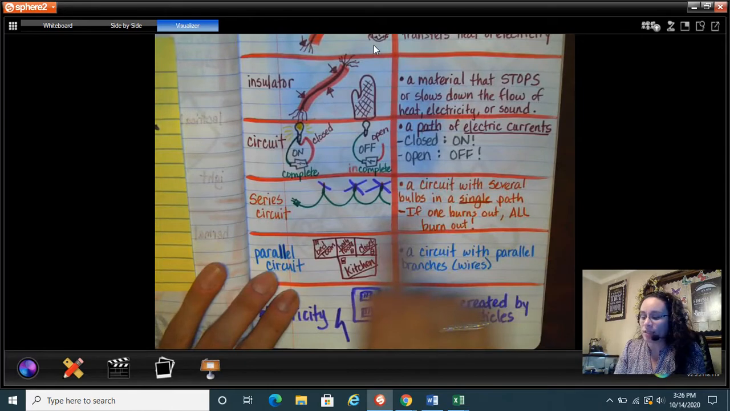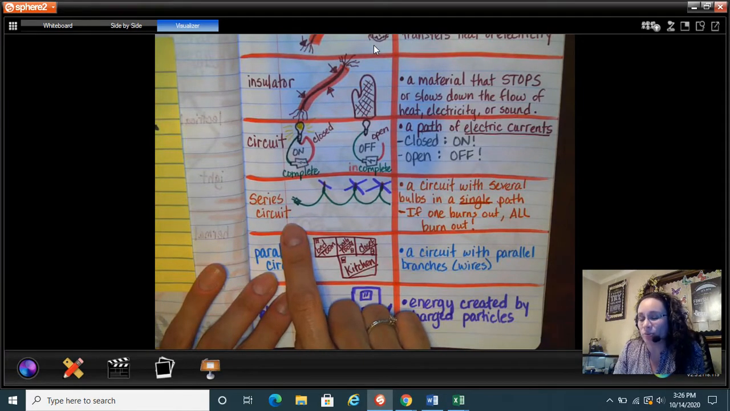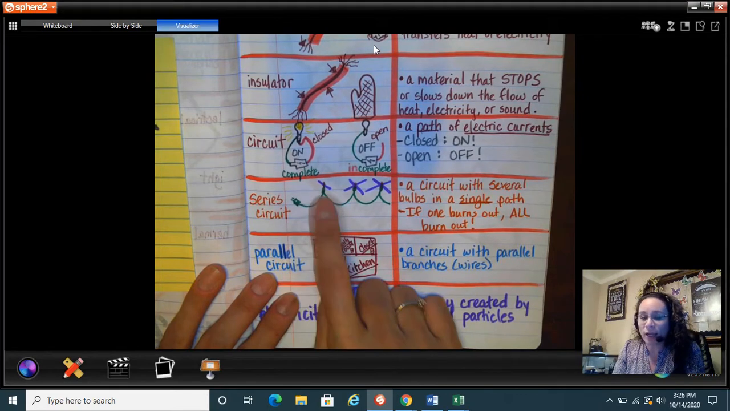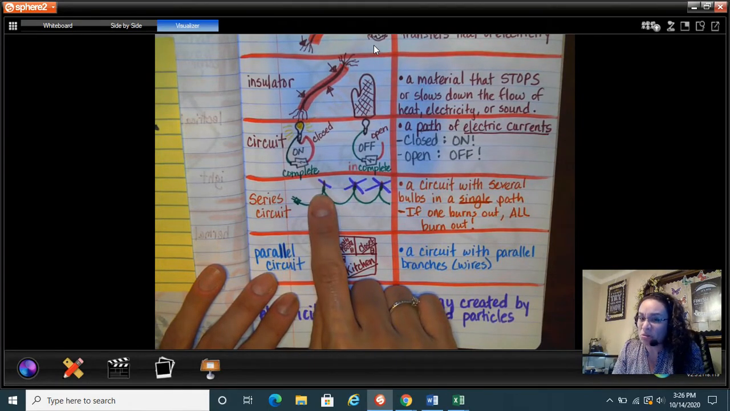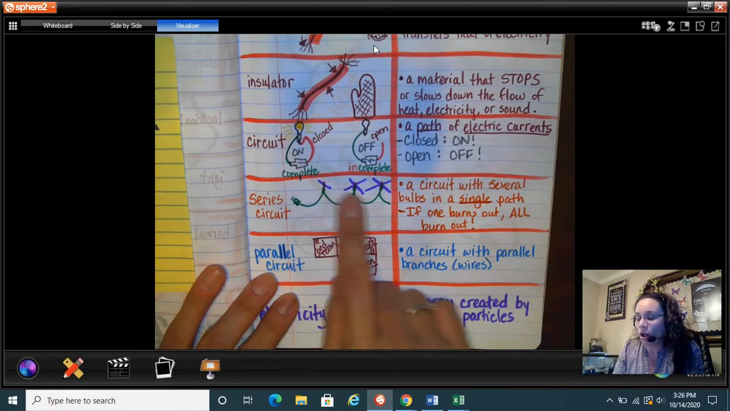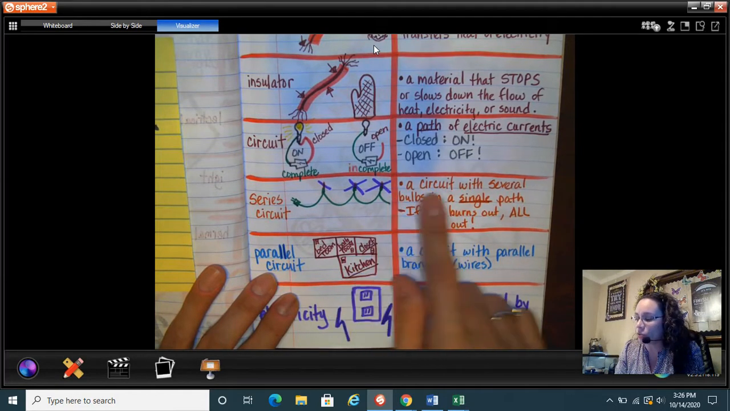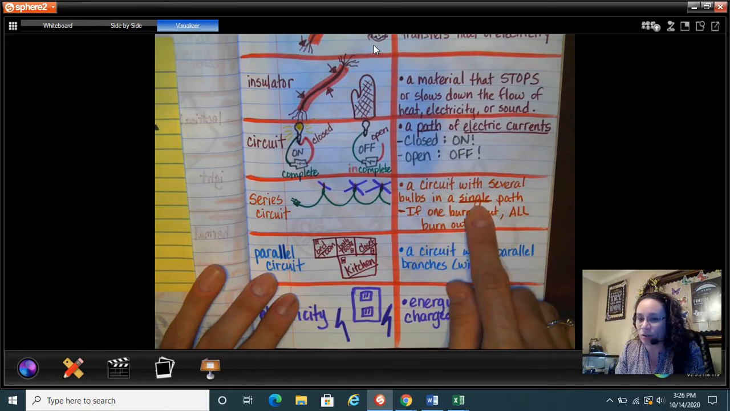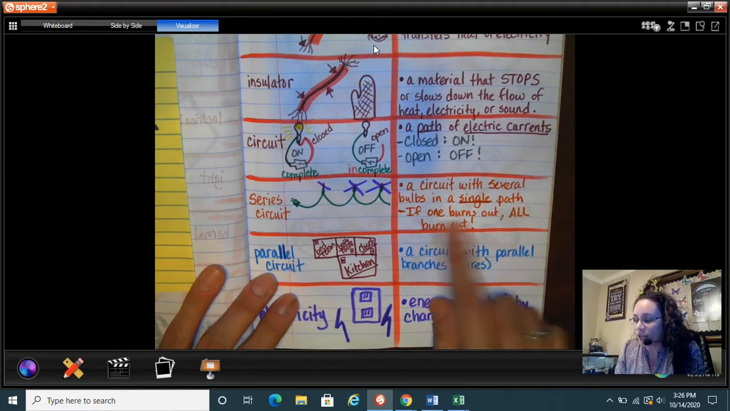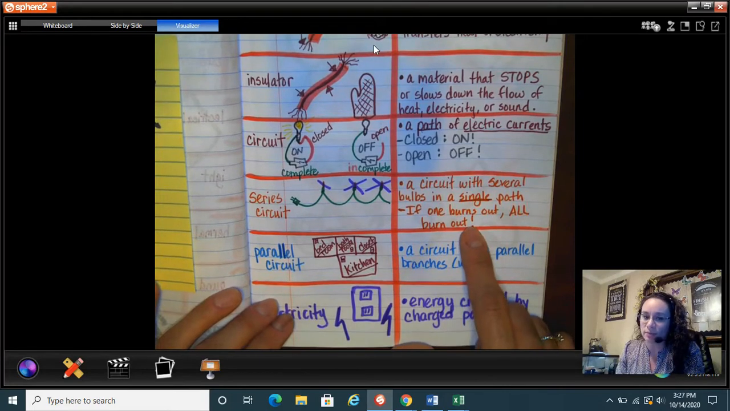The next one is a type of circuit. It's a series circuit. It's like in Christmas lights. If one light bulb goes out or burns out, or you step on it and break it, all of the light bulbs will not turn on. Okay, so it is a circuit with several bulbs in a single path. If one burns out, all burn out. Pretty frustrating with Christmas lights.